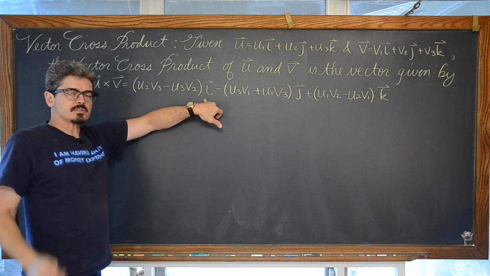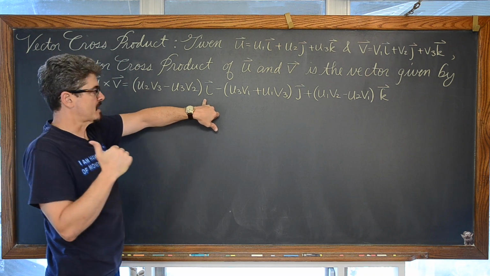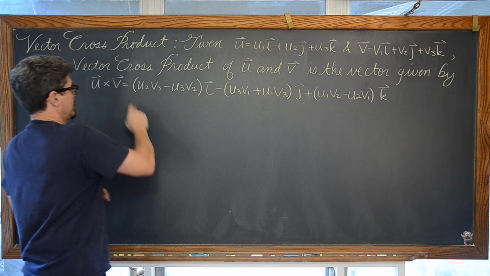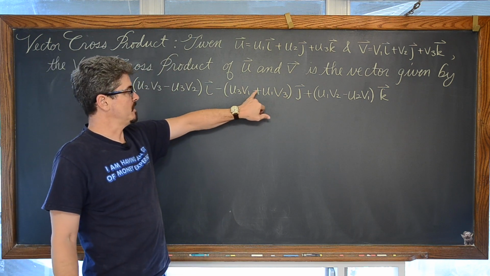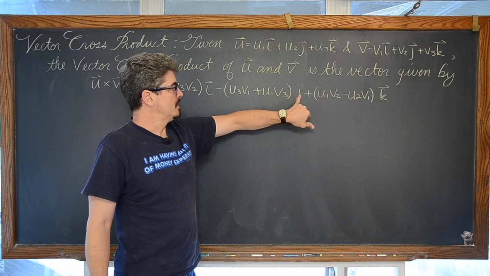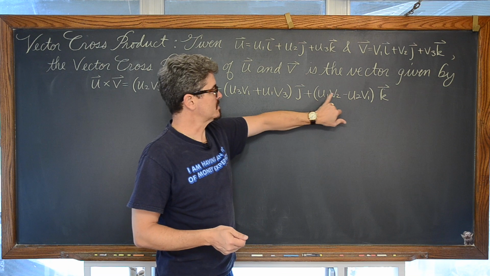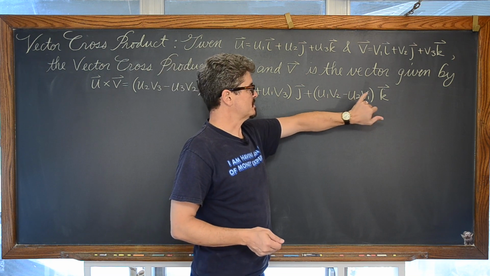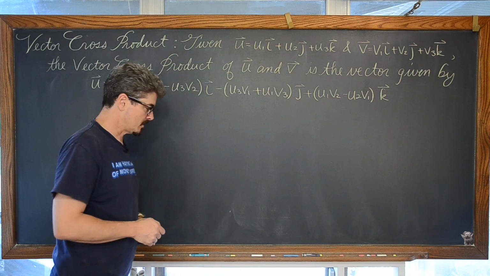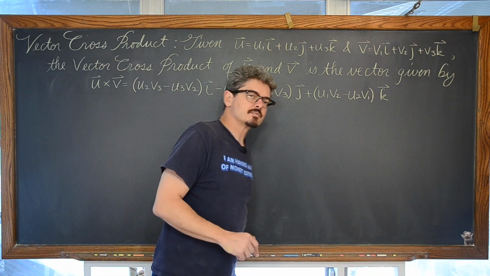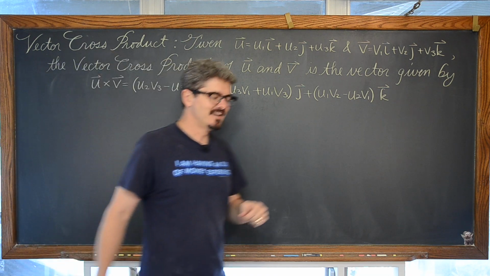That's going to give your coefficient for vector i, your unit vector going in the direction of the x-axis, minus, so our signs are alternating, plus, minus, plus, minus u sub 3 times v sub 1 plus u sub 1 times v sub 3 times vector j, your unit vector going in the direction of the y-axis, plus u sub 1 v sub 2 minus u sub 2 v sub 1 times vector k, the unit vector going along in the direction of the z-axis. Okay, that is a long formula.